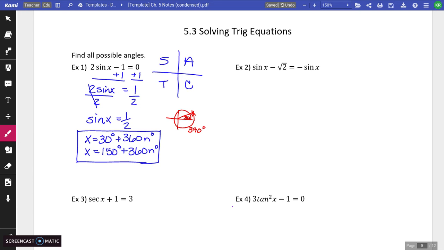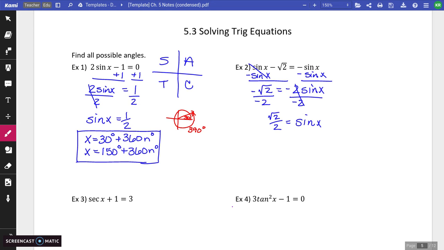Okay, example 2. On this one, we've got sine on 2 sides of our equation. I'm going to subtract sine and take it over here to the right. So I have negative root 2 equals negative 2 sine x. To get sine x alone, I'm going to divide by negative 2. So that reduces, and sine x is root 2 over 2.